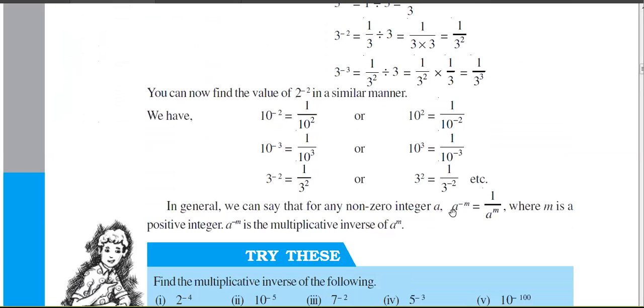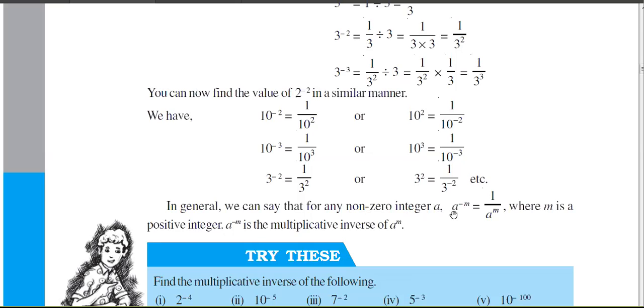10 was a non-zero integer. Integer means it can be negative or positive, and non-zero means it should not be equal to 0. It can be minus 2, minus 3, minus 4, minus 1, 1, 2, 3, 4, 5, minus 7, minus 100, minus 1000, minus 99999, plus 99999. It can be a positive or negative integer, but should not be 0. That is a non-zero integer. Let A be a non-zero integer, the base.